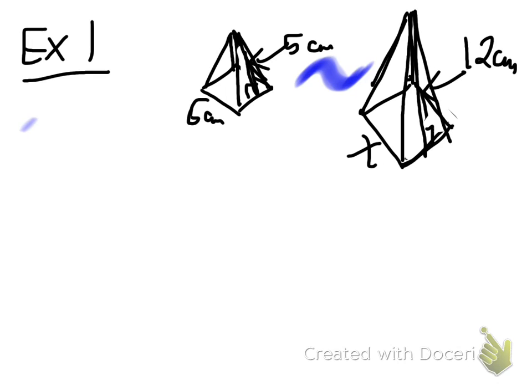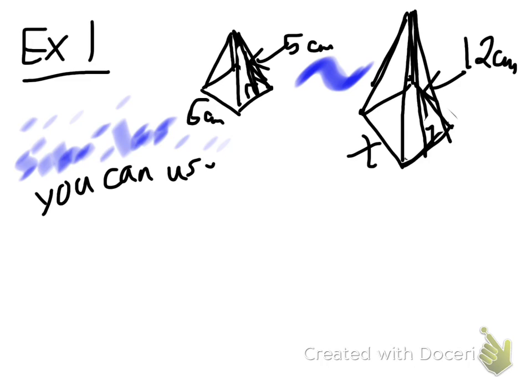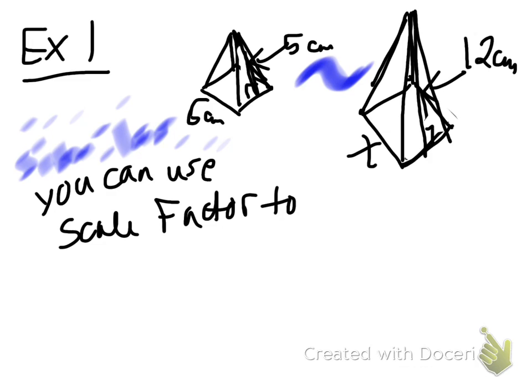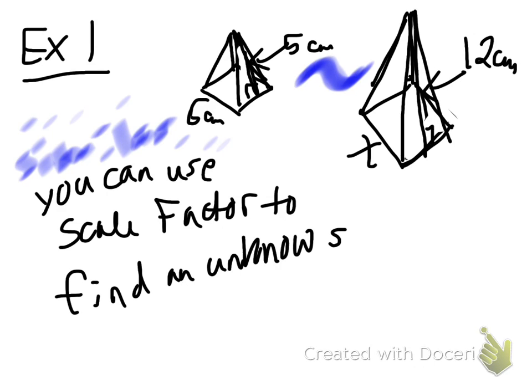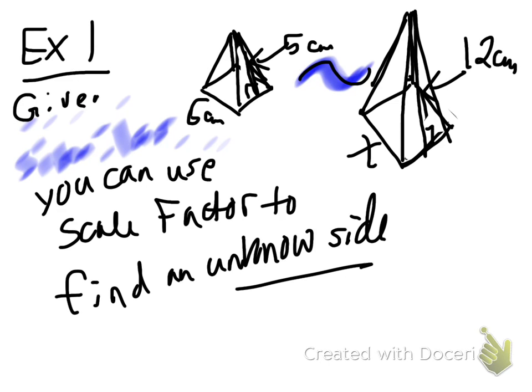Or if the problem in the words says they are similar, then you know you can use the scale factor to find an unknown side. So if you are given that they are similar, you can use the scale factor to find the unknown side. So we can figure out what x is by using the scale factor. So let's go ahead and do that.